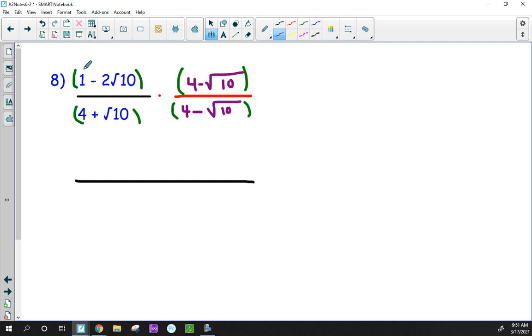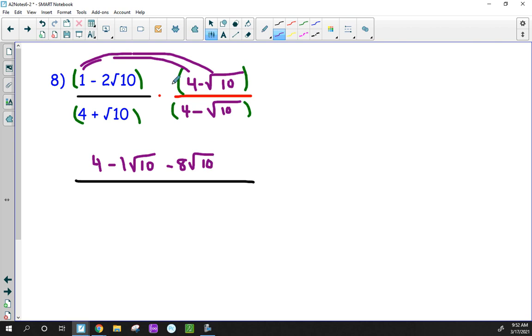We're going to the top, we're going to do FOIL. First, 1 times 4. Outside, 1 times negative square root of 10. Again, notice this is not underneath the radical. So 1 times negative 1 is negative 1. Drop our radical 10 down. Inside, negative 2 radical 10 times 4. Negative 2 times 4 is negative 8. Then bring down your square root of 10.